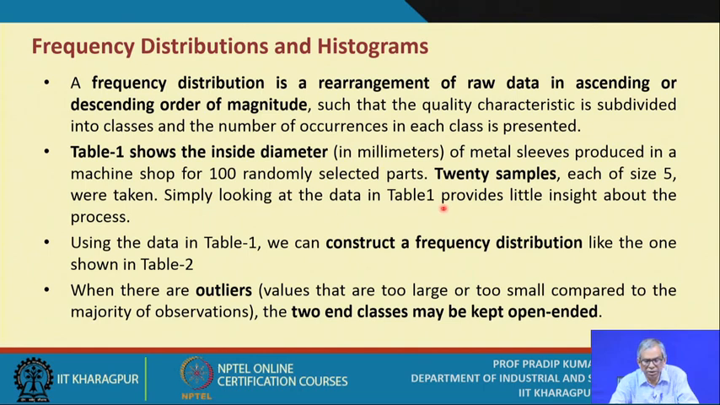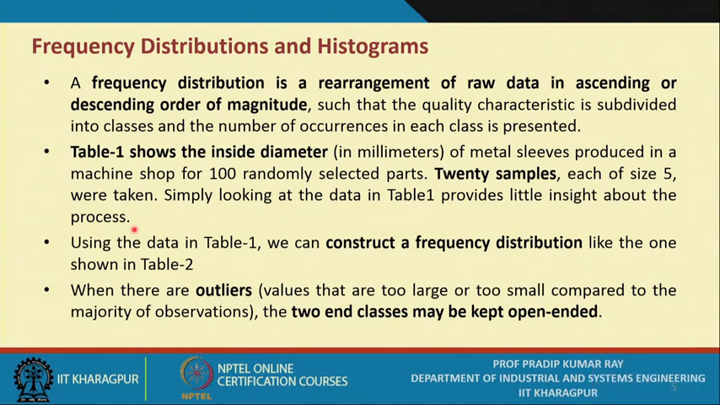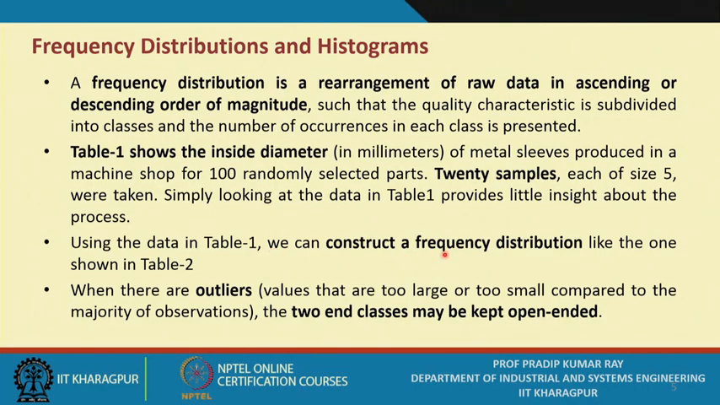Simply looking at the data in table 1 provides little insight about the process. So that means this is just raw data in a table. By looking at this raw data, you may not be able to draw any meaningful conclusions. Using the data in table 1, we can construct a frequency distribution like the one shown in table 2. So first I will show you table 1, and then we will move to table 2.